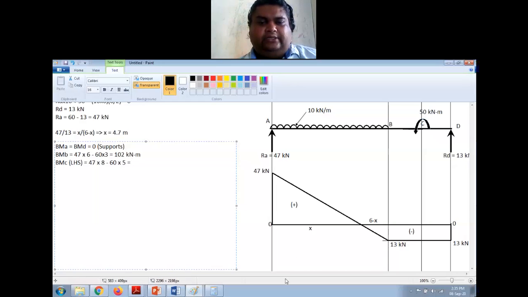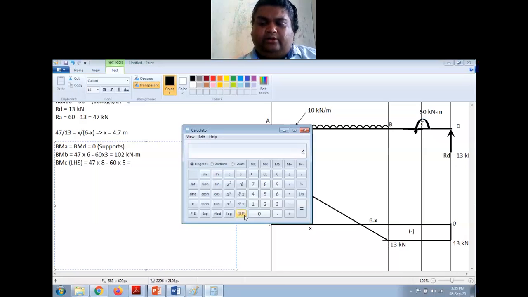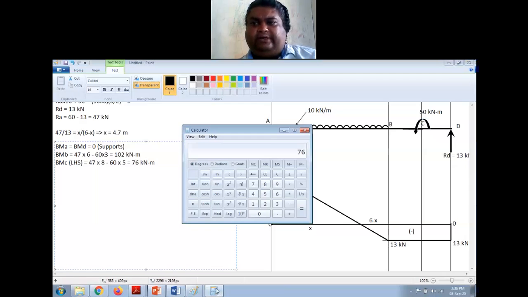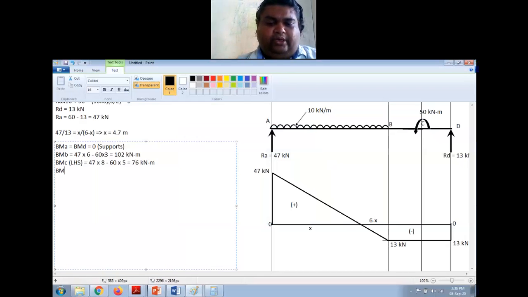Okay, so let us calculate this bending moment. 47 into 8 minus 60 into 5, that is 76 kilonewton meter. All right, now when I do it from the right side, I should get 76 minus 50, 26, right? So it's very clear, 13 into 2 it is 26, right? You should get that.